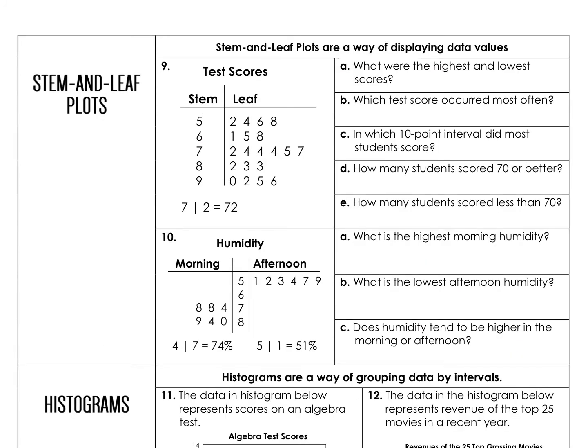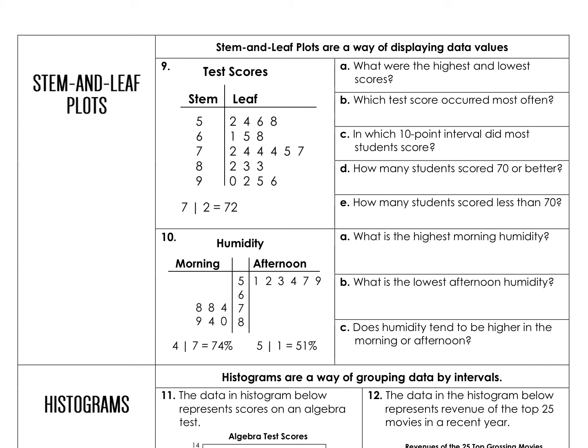Next, we're going to look at stem and leaf plots. Stem and leaf plots are a way of just displaying data values. Doesn't tell us necessarily anything about the value. It's important to remember that the value on the left, or the stem, counts the tens. The value to the right, or the leaf, counts the ones. So if you have a 7 on the left and a 2 on the right, that is equal to 72.